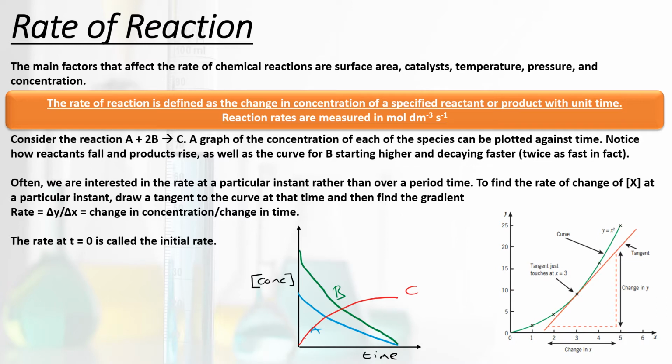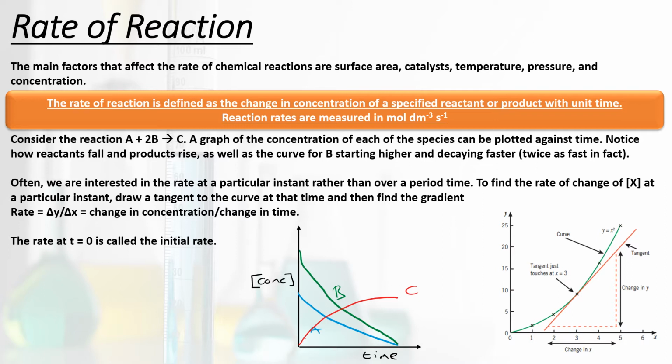You can see from the units, concentration being moles per decimeter cubed, time being seconds, that this gradient, change in y over change in x, or change in concentration divided by change in time, is going to give a unit of moles per decimeter cubed per second, and that's our rate of reaction. And so to work out the instantaneous rate, you draw a tangent at a particular time, and then calculate the change in y over the change in x, the gradient.